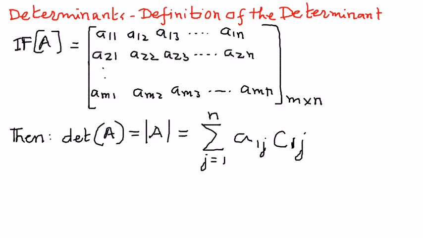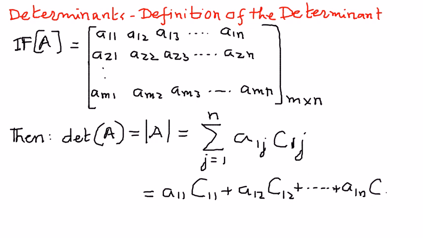Okay, so we can expand this as follows. We can write this as A11, the first row, first column element, multiplied by the cofactor of the first row, first column element, plus A12, C12, plus all the way to the number of columns we have, A1n, C1n, like that. So that is how we can define the determinant of a matrix.